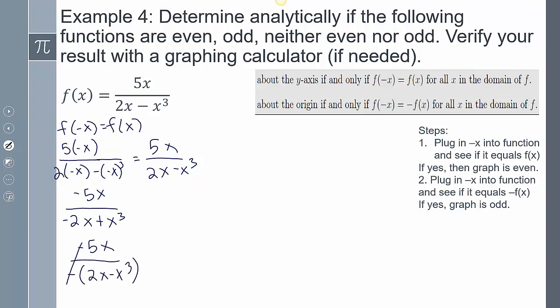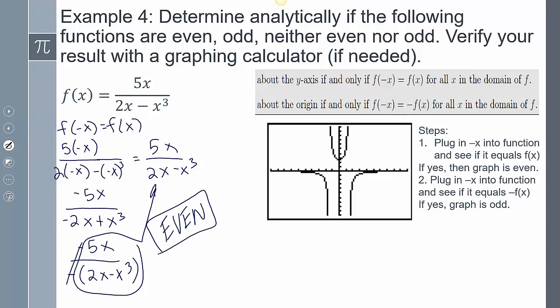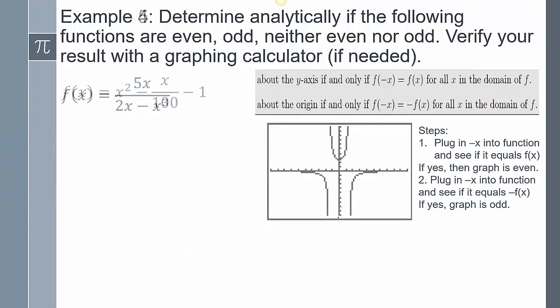That means that those will cancel out, and if you notice, that's now 5x over 2x minus x cubed. Those are the same. So therefore, my function is going to be even. I'm not going to even test to see if it's odd, because it's not. And so if we notice there, we get this graph here, and it is even over that line there.